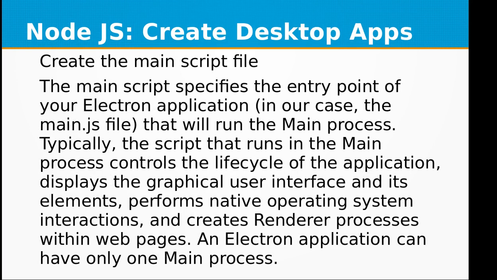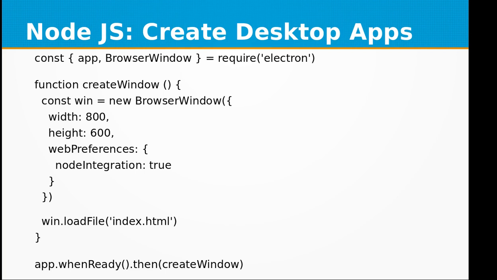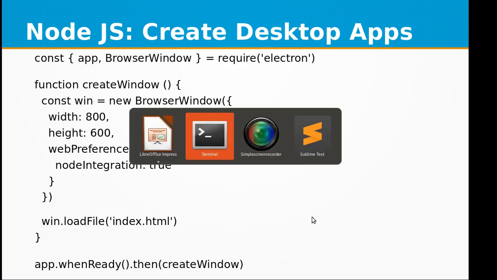So next, create the main script file. The main script specifies the entry point of your Electron application. In our case, the main.js file that will run the main process. Typically, the script that runs in the main process controls the life cycle of the application, displays the graphical user interface and its elements, performs native operating system interactions, and creates renderer processes within web pages. An Electron application can have only one main process. Okay, let's create the main.js file.